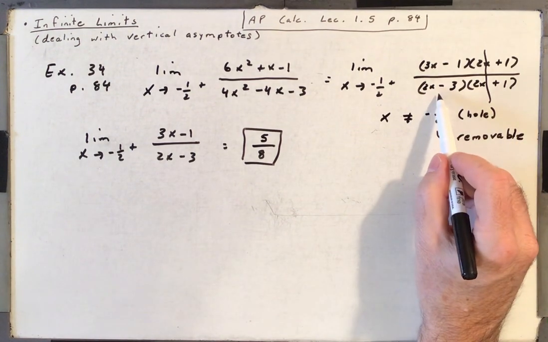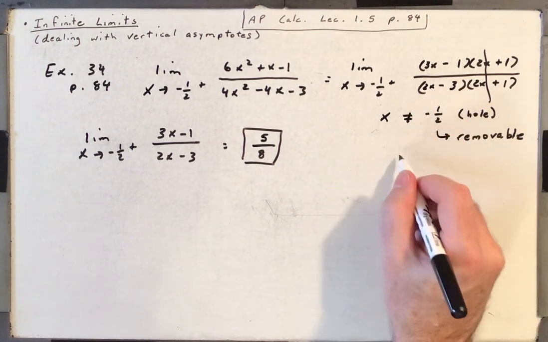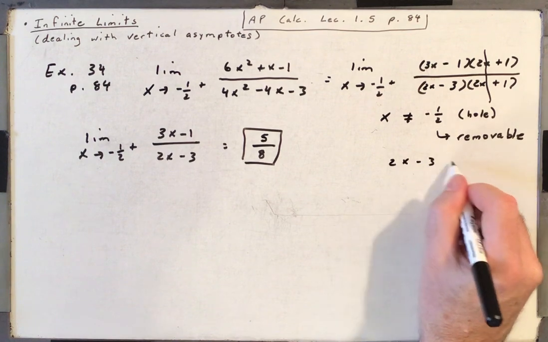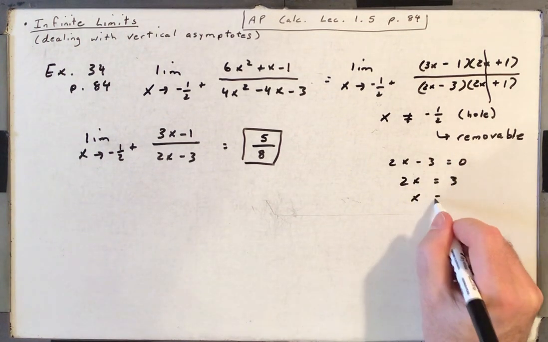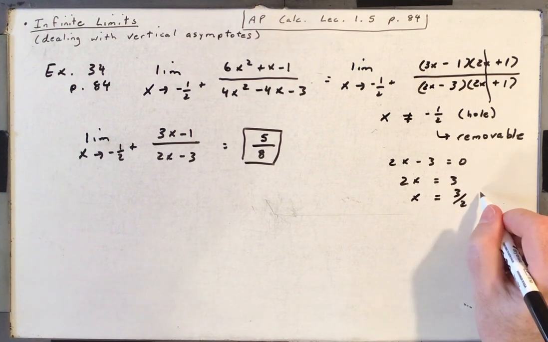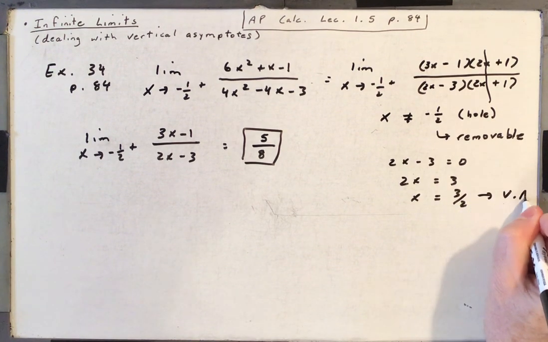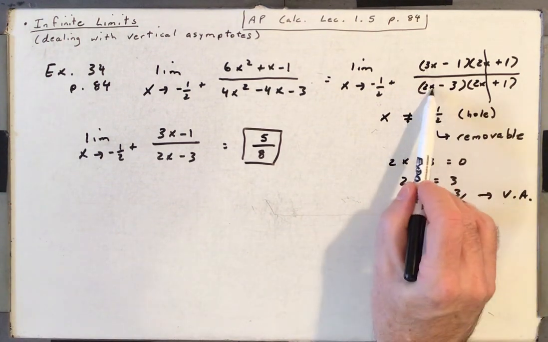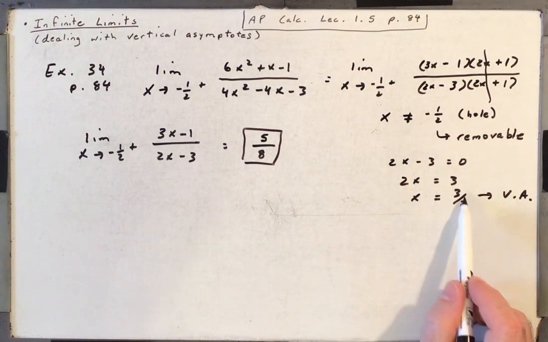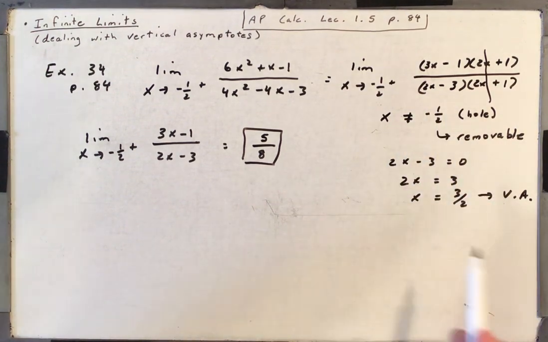And then you would have a vertical asymptote where if you set 2x minus 3 equals 0, 2x equals 3, so x equals 3/2, we have a vertical asymptote there. It didn't ask you to do that, but because 2x minus 3 didn't cancel out, 3/2 will give you 0 in the denominator. If it did ask you to find it, that's how you would do it.